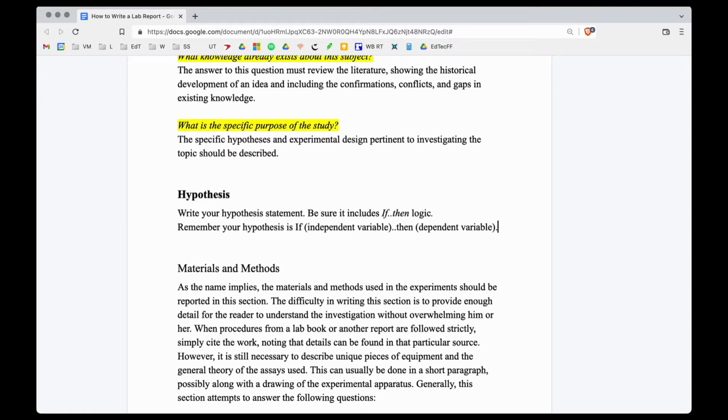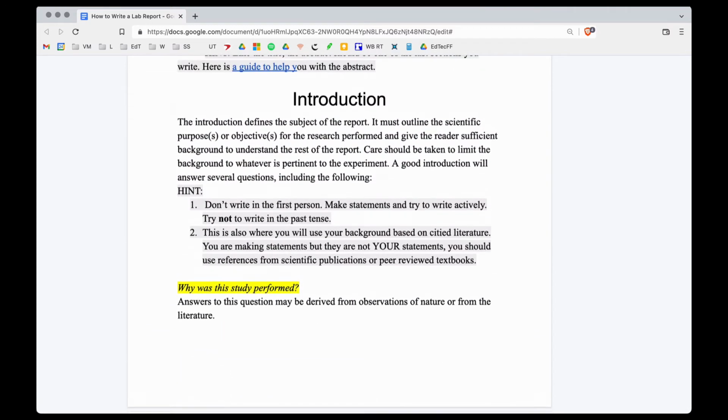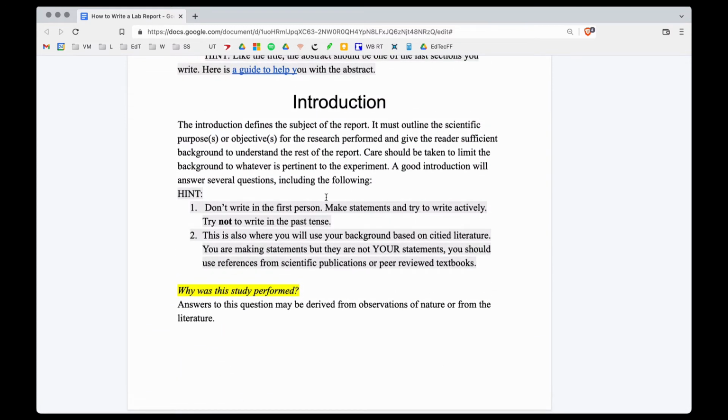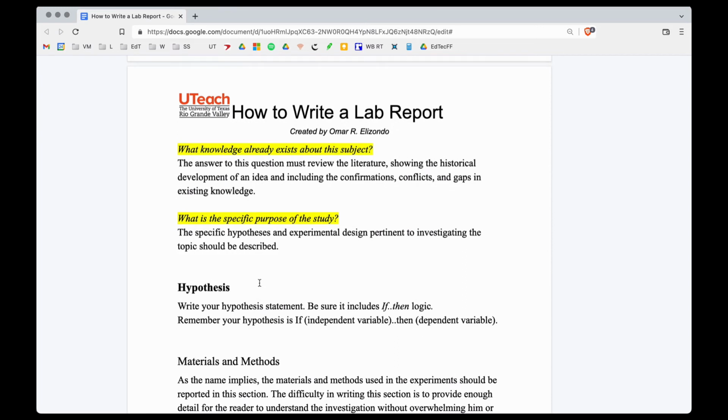Okay? So right there, we've talked about your intro. Let me just repeat a little bit with the intro. There's a lot going on here. It's a lot of information. Make statements from peer-reviewed literature. And your hypothesis is just a statement, it's just a sentence, but I do want a section devoted to it, and it has to use the if-then logic.